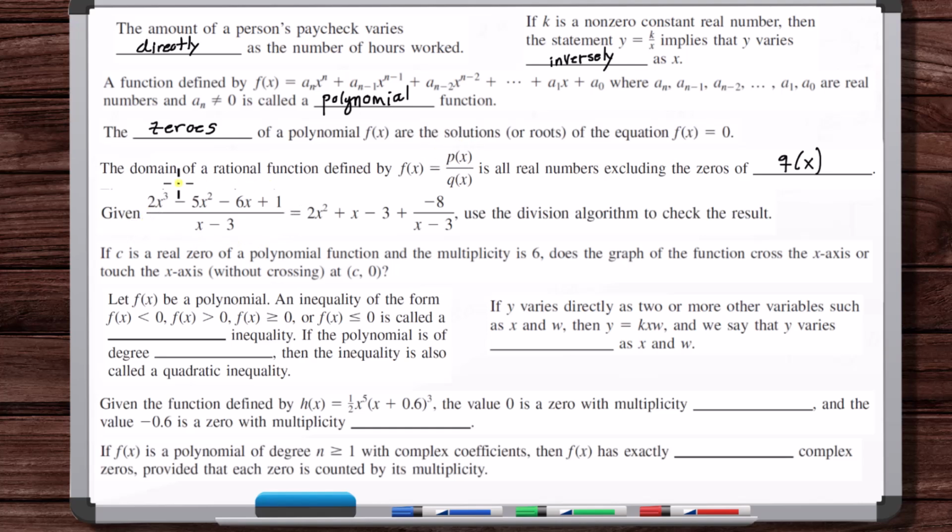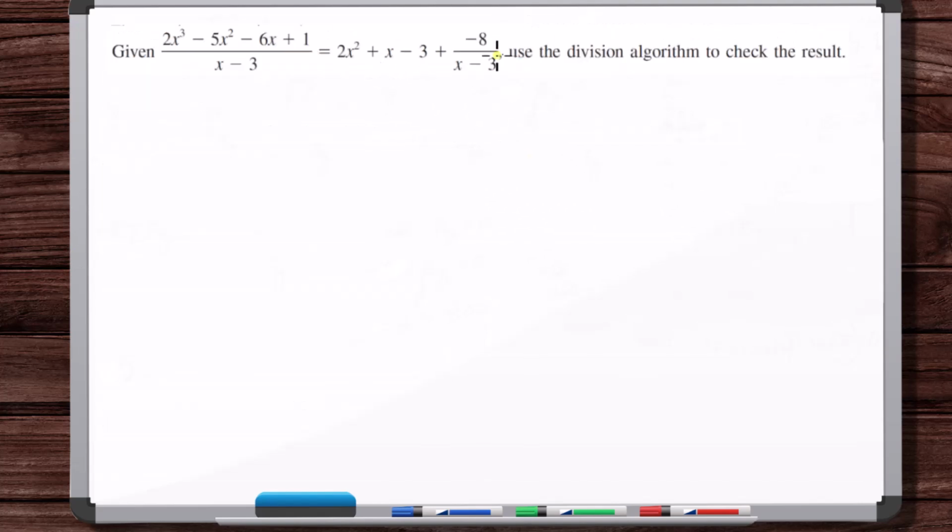Given this rational expression is equal to this, use the division algorithm to check the result. Okay, the division algorithm. I don't know how much of a fill in the blank this is, but let's bring this off to the side, or to a blank sheet to get some room. You shouldn't have to memorize the division algorithm because it comes straight from the same terms as you use in regular long division.